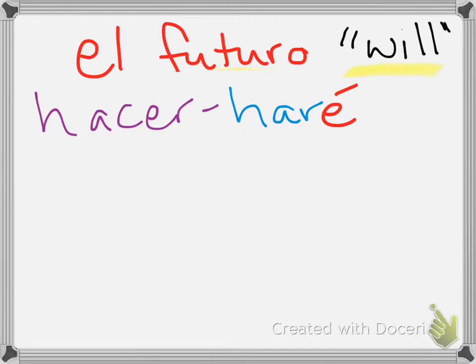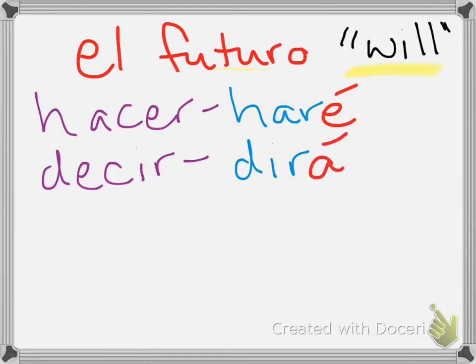Another one that changes like this is decir. Decir, which is to say or to tell, becomes dir-. Okay? Mi hijo siempre dirá la verdad. My son will always tell the truth. Yeah, it's human nature. So, dirá, haré. These ones are a little bit more irregular than the others. So with these irregulars, you either need to memorize them or just practice with them. The more you practice, the better you will become.